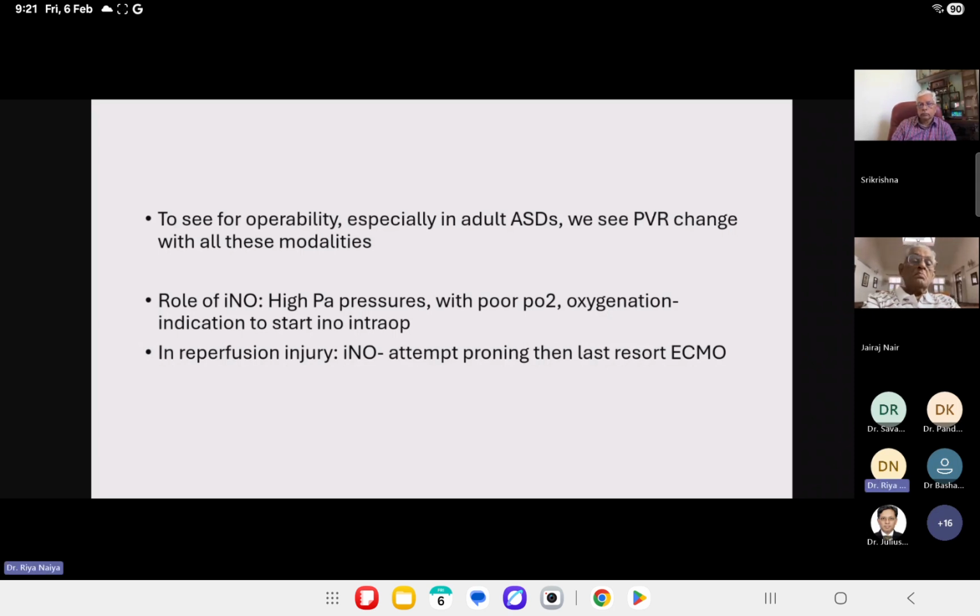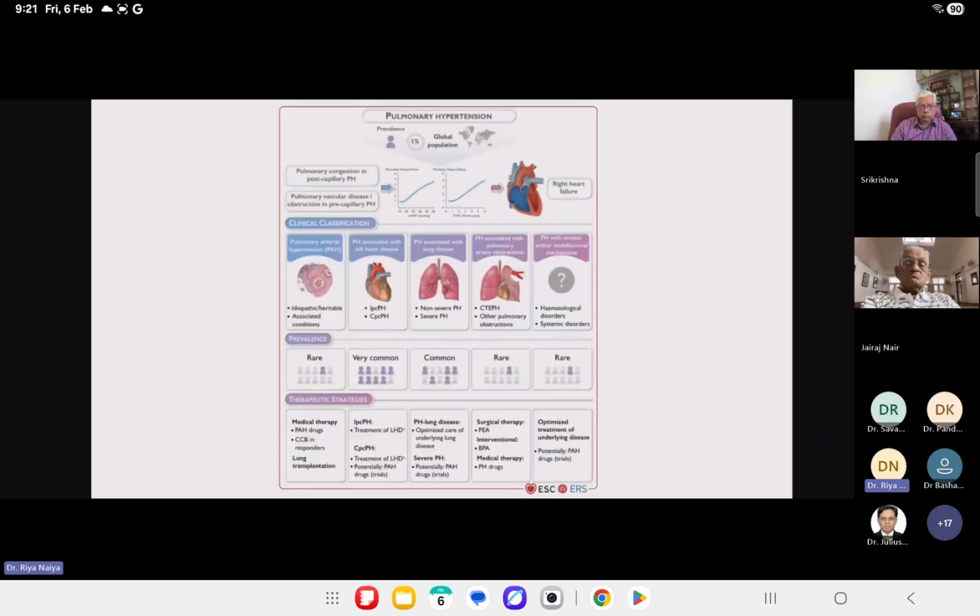This is just a summary slide of all the different types of pulmonary hypertension and the way they are managed according to the guidelines.